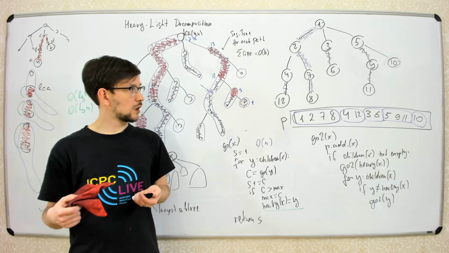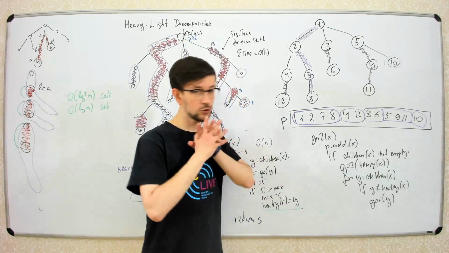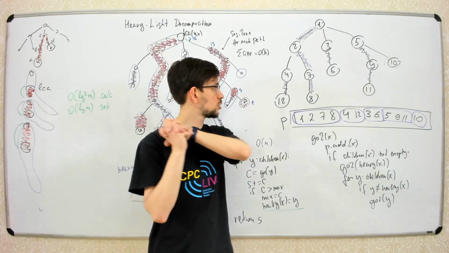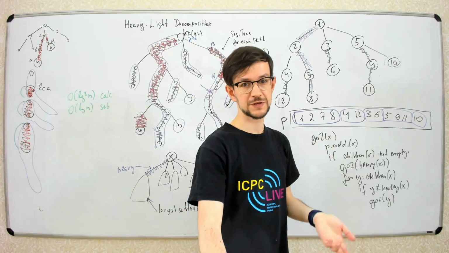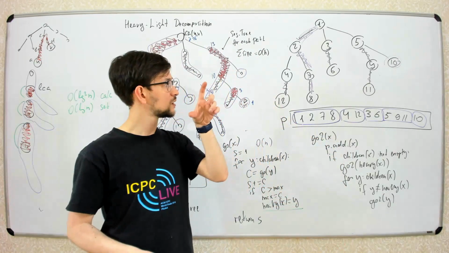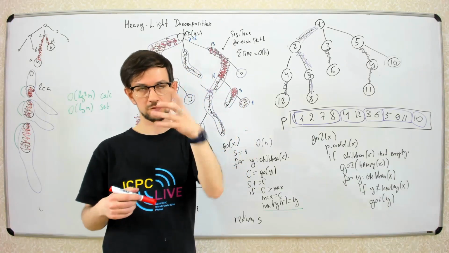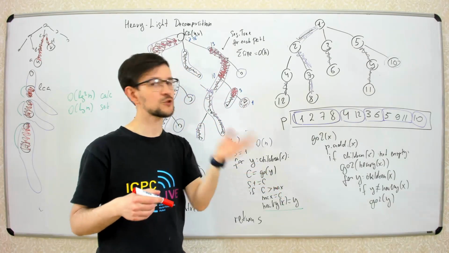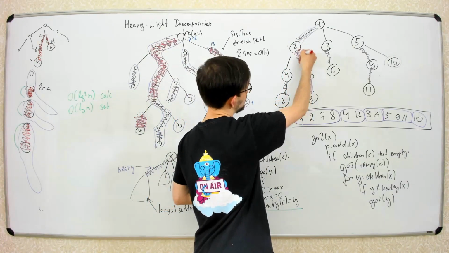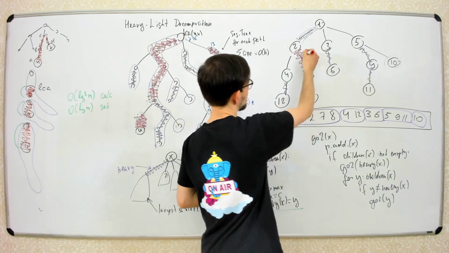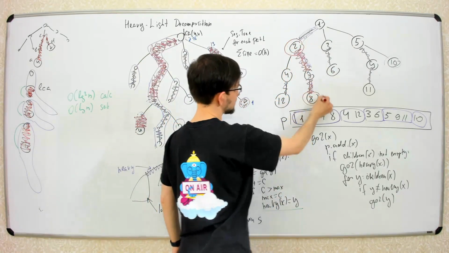That's all. Now, how to use this? You use it in a very simple way. When you want to calculate the sum on a segment in a heavy path, you have some heavy path, and you want to calculate the sum on some segment of this path. For example, you want to calculate the sum from 2 to 8.